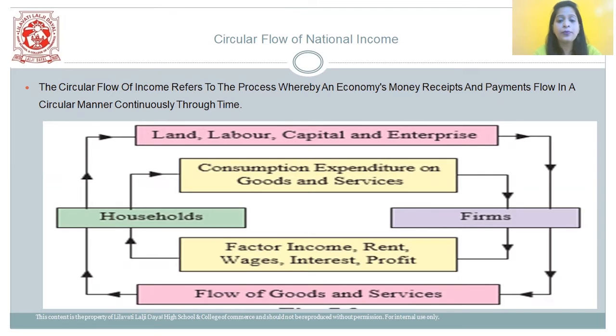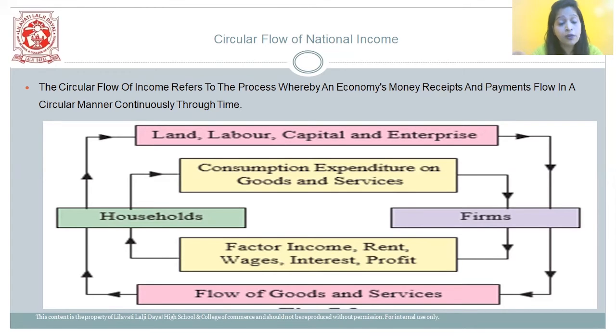For example, students, in this diagram we will study the two sector economy, that is the household and the firm. So what happens here, students? The factors of production flow from the household to the firm.